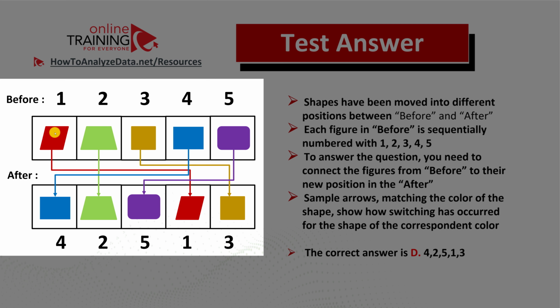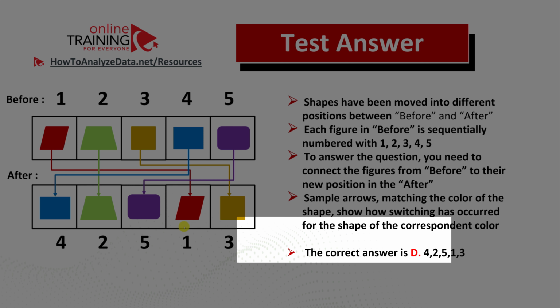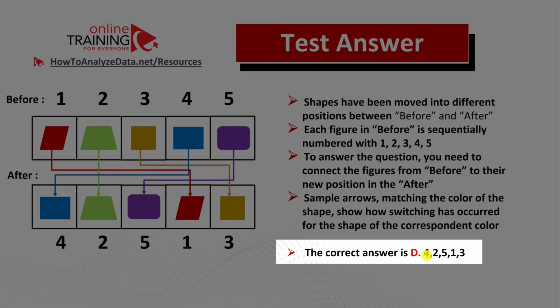To get to the correct answer, you need to take one shape at a time and draw a mental line from the before position of the shape into the new after position. For example, if we take a red shape, it was in the position 1 before, and we draw a mental line, it will be in the position 4 after. So the first choice here would be choice 4.